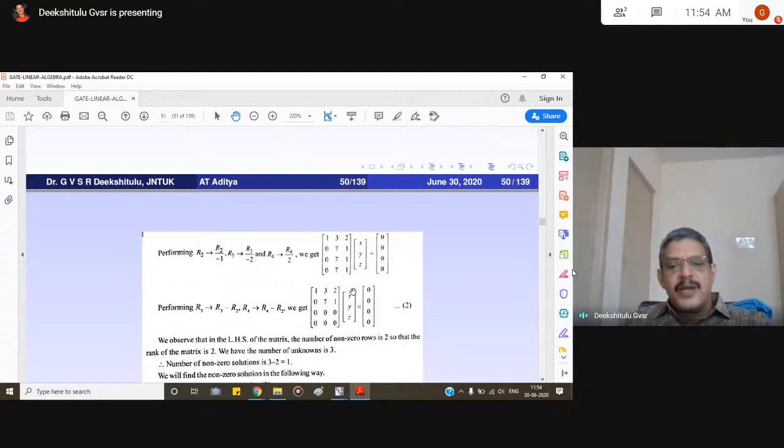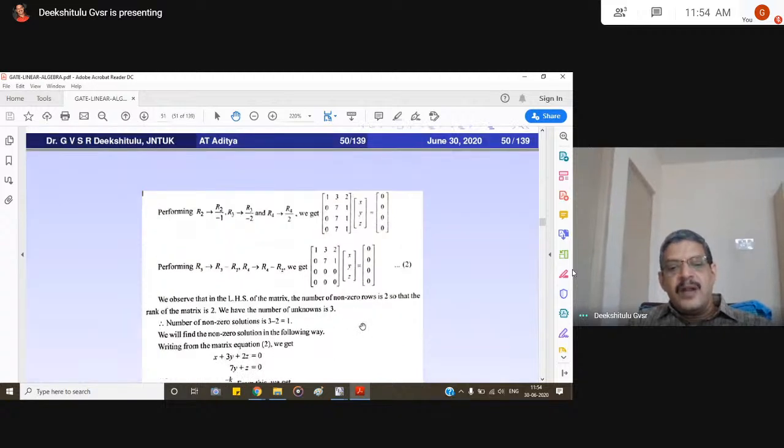How many variables we have? x, y, z. Three variables. So three variables, two equations. So rank r is 2, n is 3. So n minus r is 1. So we have to assign one arbitrary value to one of the variables x, y, z. So what to do? First write down the equations here. The first equation now is x plus 3y plus 2z is equal to 0. The second one is 7y plus z is equal to 0.